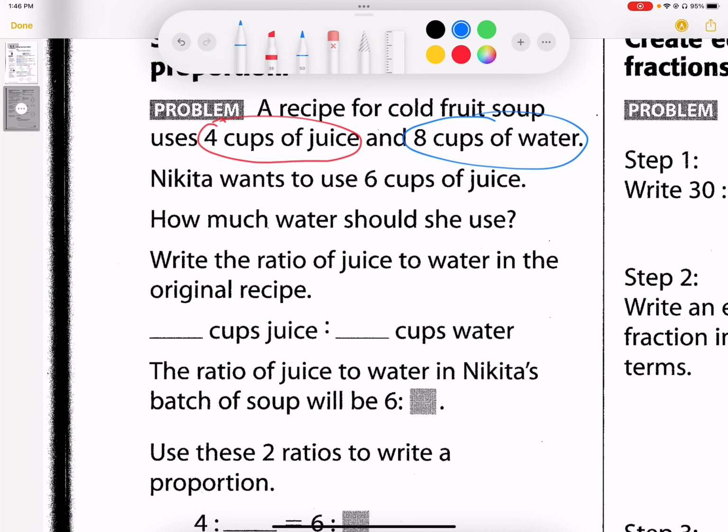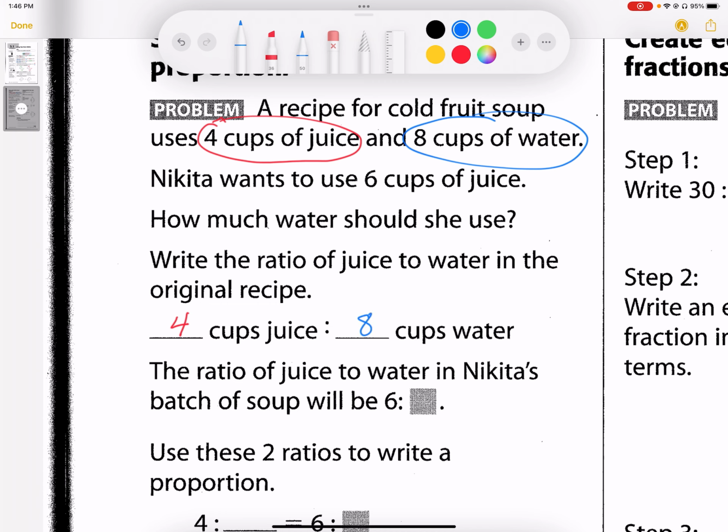So Nikita wants to make 6 cups of juice. How much water should you use? Nikita wants to use 6 cups of juice. How much water should she use? Write the ratio of juice to water in the original recipe. So the juice to water is going to be 4 to 8.